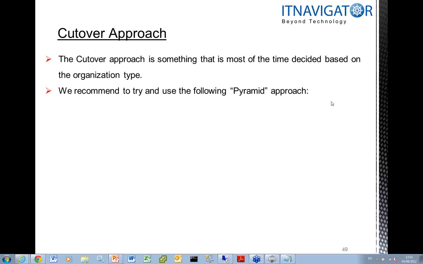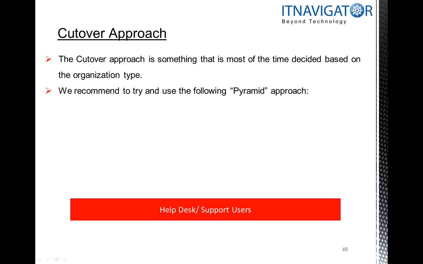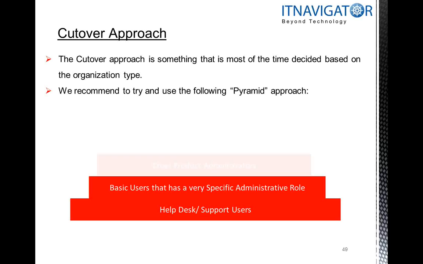We have a recommended pyramid approach for a cutover. The pyramid approach says, first of all, take people that have very dedicated roles inside the environment. People that maybe never used the VI administration and now you want to expose to them, as part of the role-based access of Control Manager, specific features like help desk users or support users. Later on, add on top of it basic users with administrative roles.